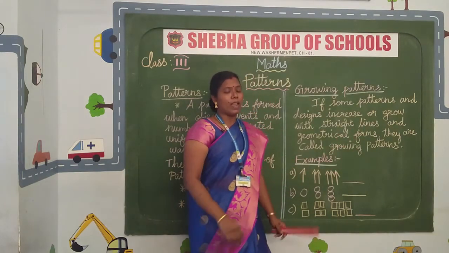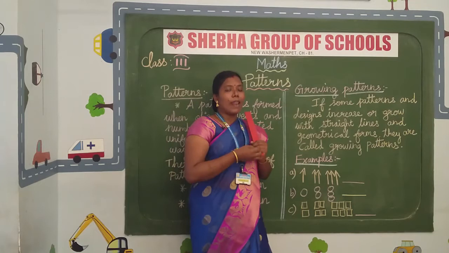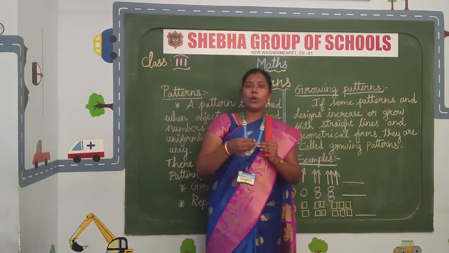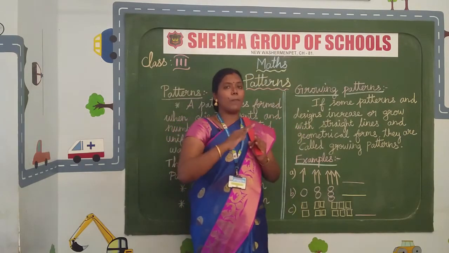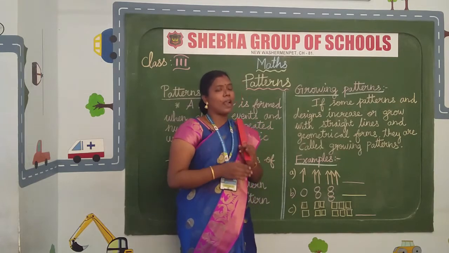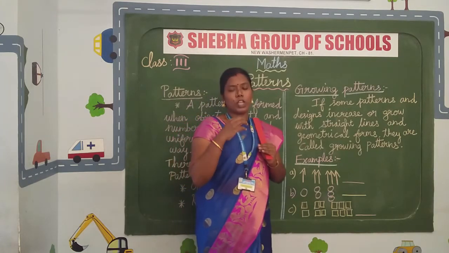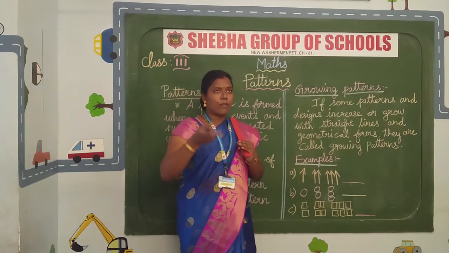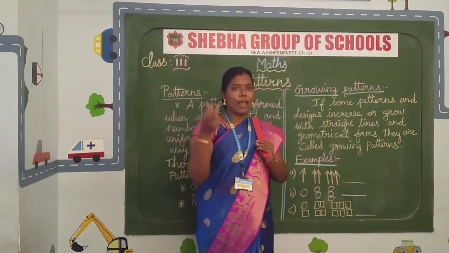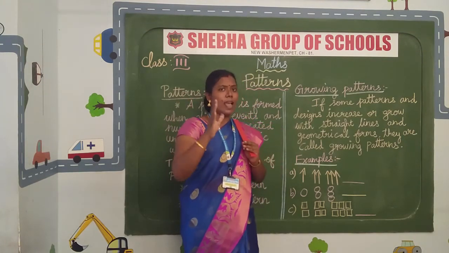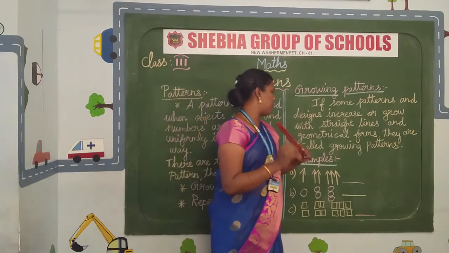A growing pattern is one that will grow. For example, in number patterns you write 1, 2, 3, 4. It will be growing, so it is a growing pattern. Then you can draw shapes. If there is one square, you draw two squares and then three squares. That is a growing pattern using shapes.